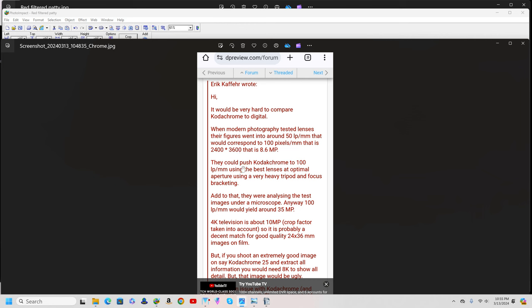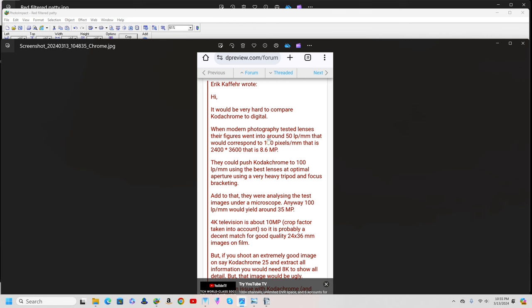The reason I say it's helpful is because Kodachrome 2 has been gone for a number of years. It was discontinued. And so they're asking the question here: compared to modern digital imagery, what would 25 speed Kodachrome 2 film stock compare to in digital?